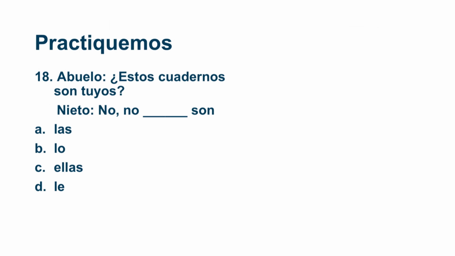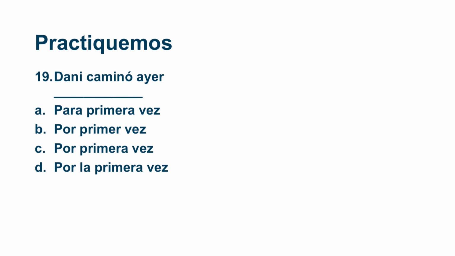Abuelo, ¿estos cuadernos son tuyos? No, no. This doesn't work, so it has to be lo. That is a neutral pronoun. Dani caminó ayer. You don't need a definite article there. This doesn't work because you have to shorten the adjective when you put it before a noun. And para doesn't even make sense. It has to be por. Dani caminó ayer por primera vez.